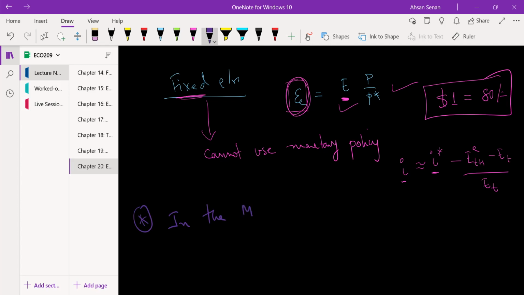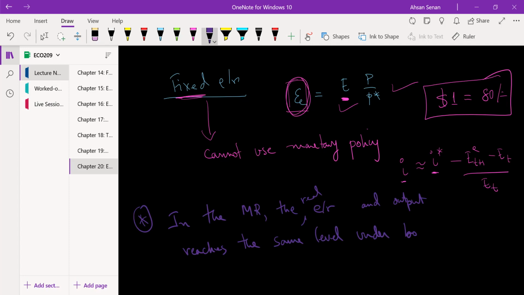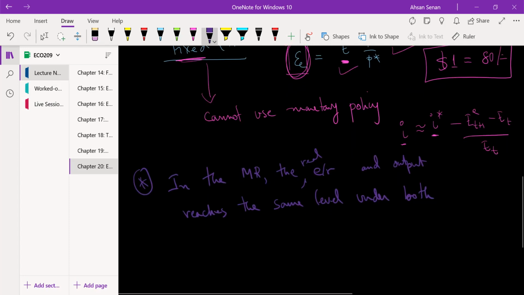So in the medium run, the real exchange rate and output reach the same level under both fixed and flexible exchange rate regimes.